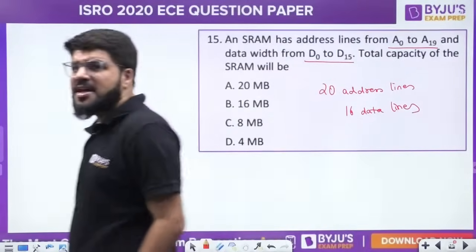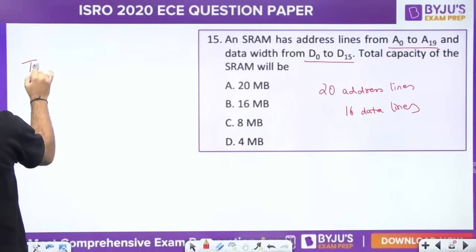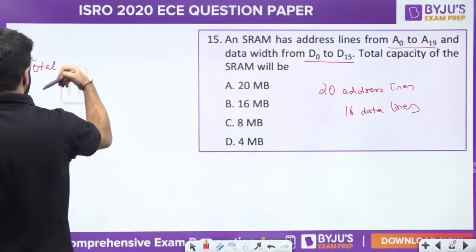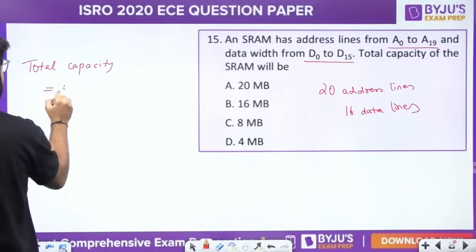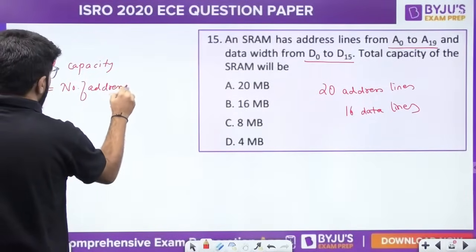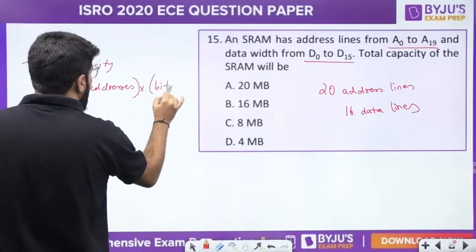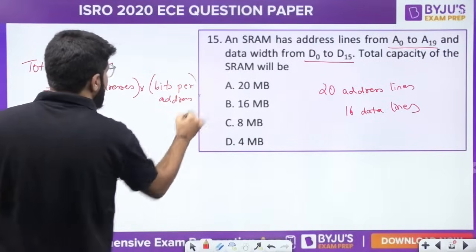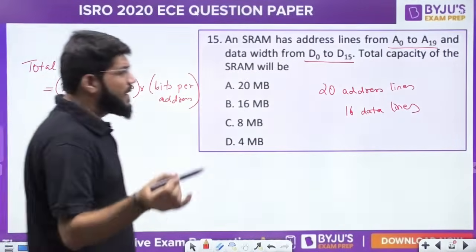So how many addresses are possible? We are talking about capacity here. How many total bits can be stored? They can ask in bits or bytes. So the total capacity of the memory is equal to the number of addresses, the number of locations where you store the data, multiplied by how many bits per address you can store. So how many addresses do you have? 2 power 20, because it's a binary calculation.